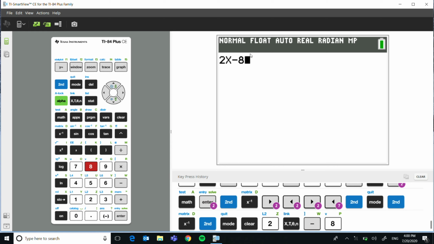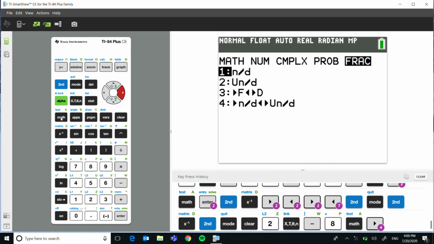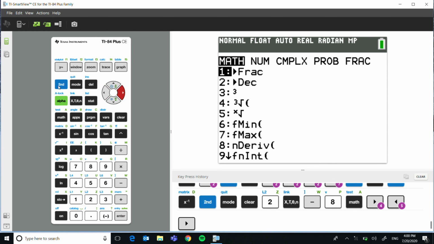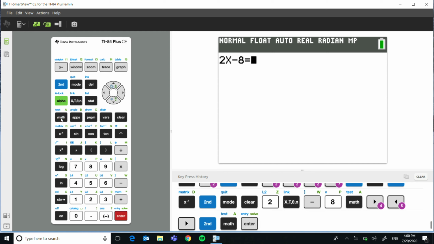We do that by typing out 2x minus 8. And then we go to second math. Then we have this menu, which has the equal sign, the not equal sign, greater than or equal to, less than or equal to. Obviously we want the equal sign. And we want to type in 2x minus 8 is equal to 12. So we're just typing out the equation right now. Once we do that, we can hit enter, and the answer that this gives tells us yes, that is correct, or no, it is not.